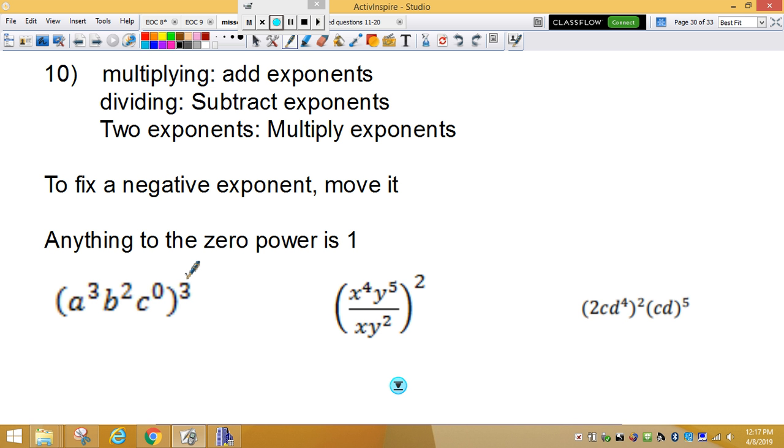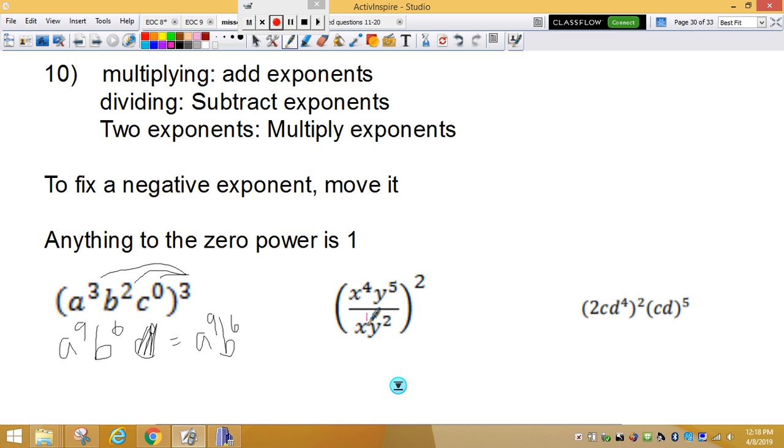There's lots of exponents. That means we're going to multiply to all 3 of these. So this would be a to the 3 times 3 is 9. B to the 2 times 3 is 6. C to the 0 times 3 is still 0. Anything to the 0 power is 1, so we don't even want this. So our actual final answer, and you need to have this written down, is a to the 9th, b to the 6th. Okay?